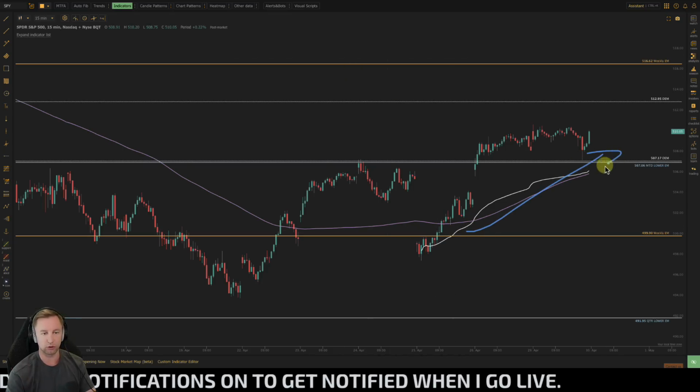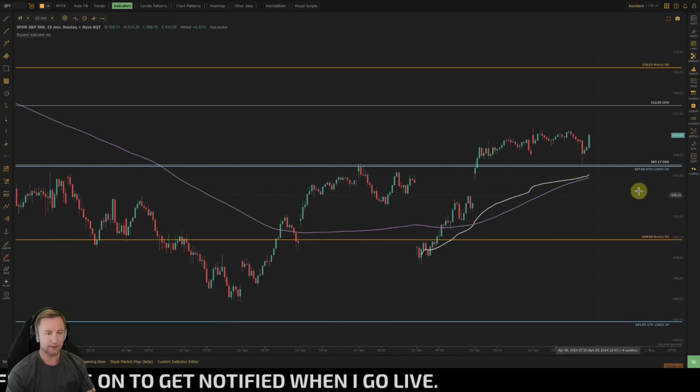So continuing on, we're in positive gamma territory. We're above a rising 5-day moving average. So those are both checks for the bulls. So that's a positive sign.